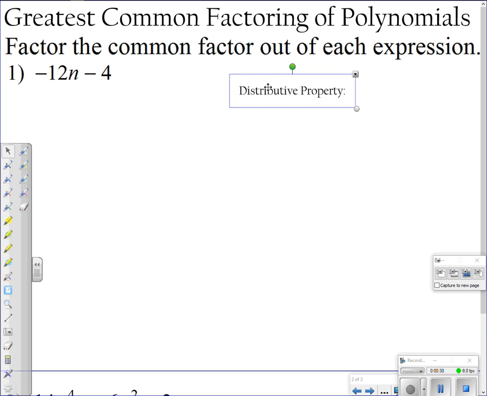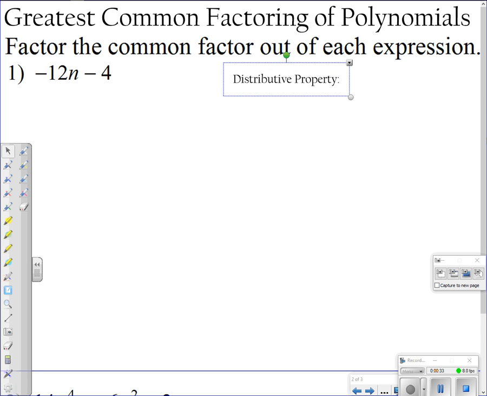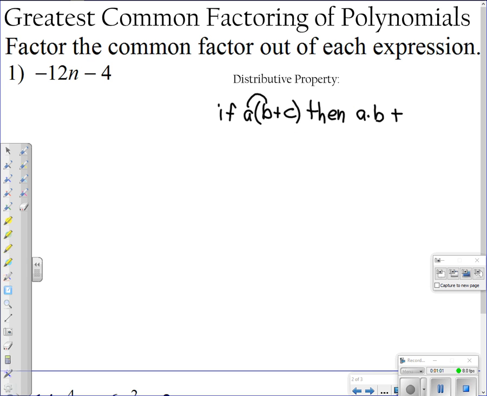Now, what the distributive property says is the following. If you have A parentheses B plus C, then everything inside will be multiplied by the number on the outside. So this will be A multiplied by B, plus A multiplied by C. That is the distributive property.